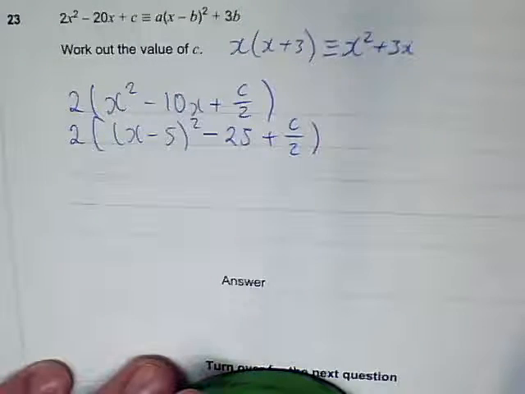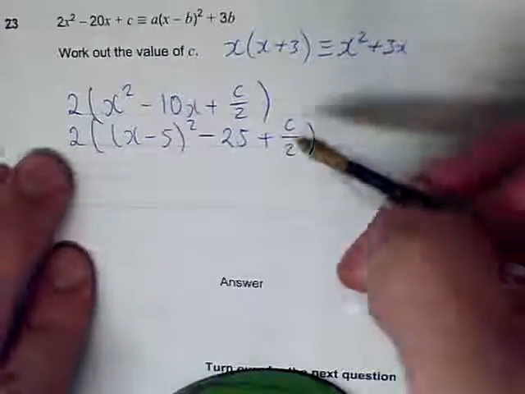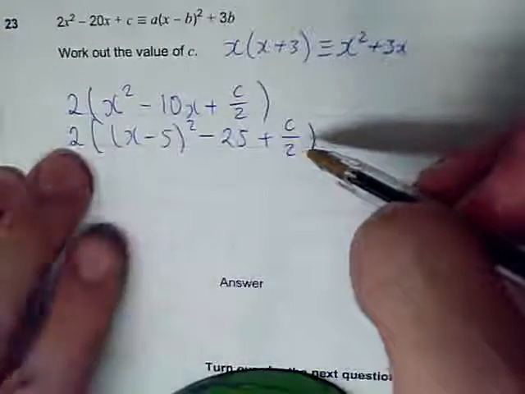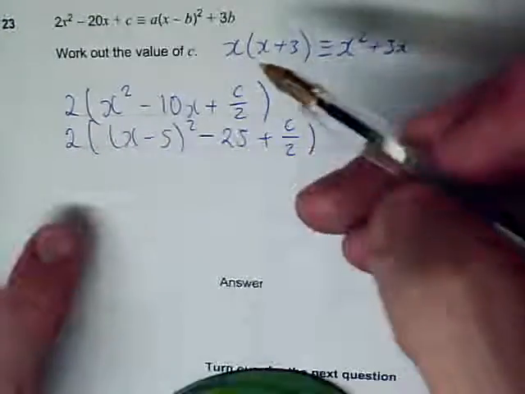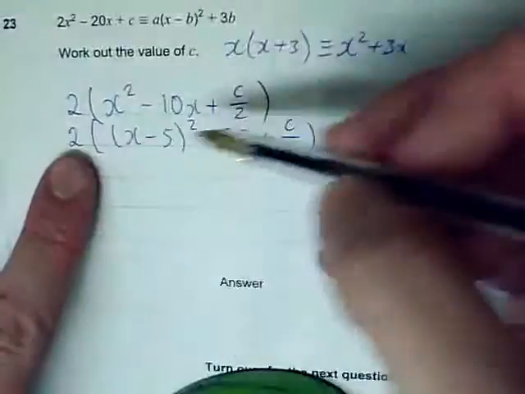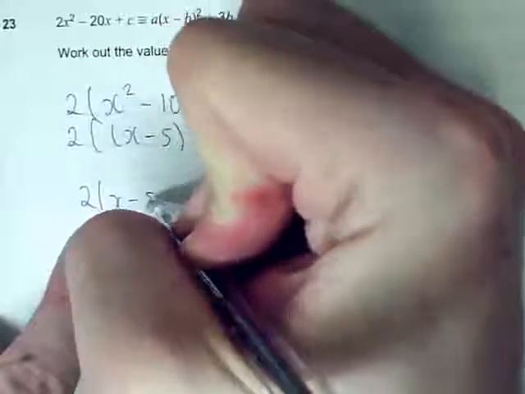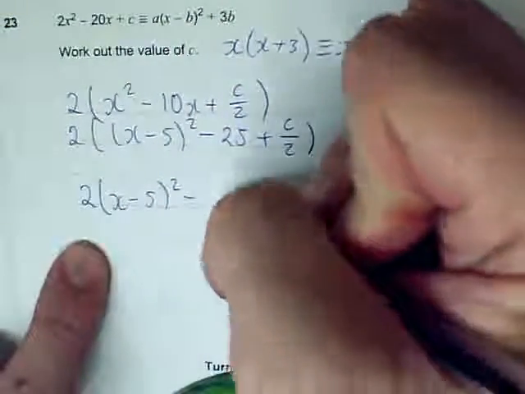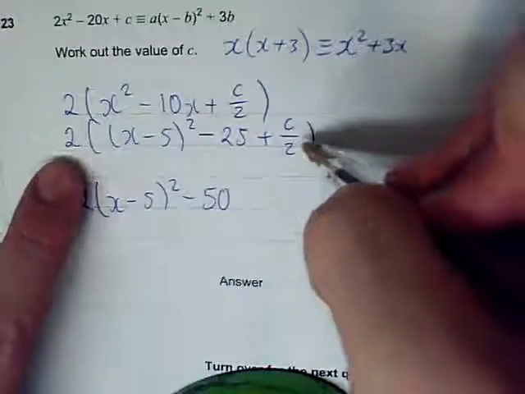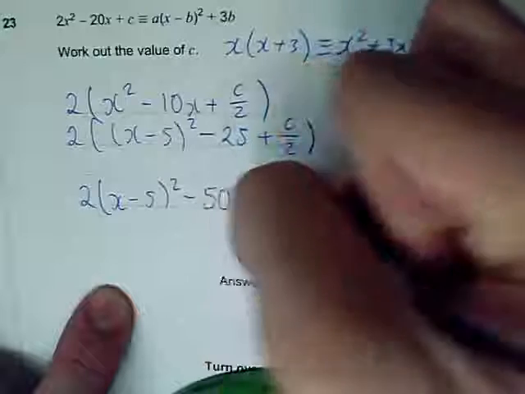Let's close the bracket now. Now, I need to now put back in this factor of 2 that I've taken out. So in other words, every term needs to be multiplied by 2. So I'm going to get 2 brackets, (x minus 5) all squared. That minus 25 is now minus 50. And I'm dividing by 2, timesing by 2, so that just gives me plus c.